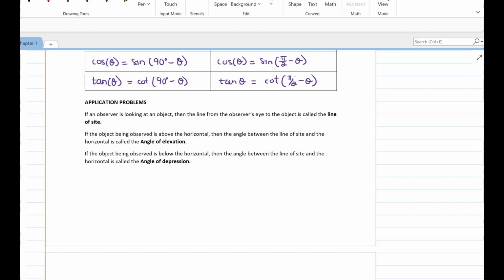a line of sight. So let's say here you're standing and let's say we have a tree, and I'm bad at drawing. The distance from your eye to the tree, this distance here, is called a line of sight.